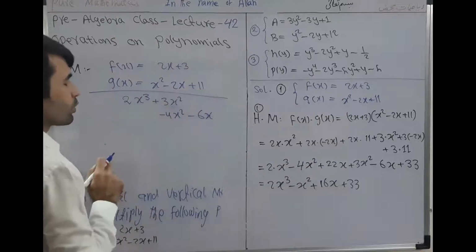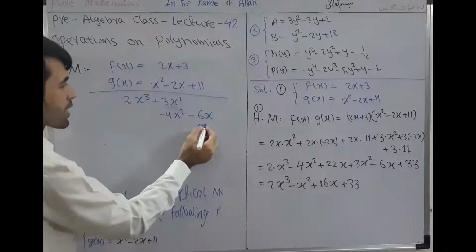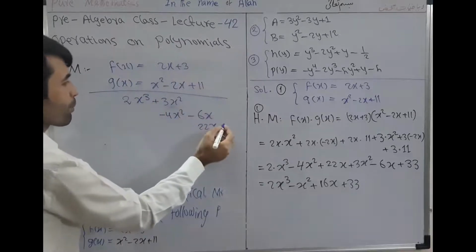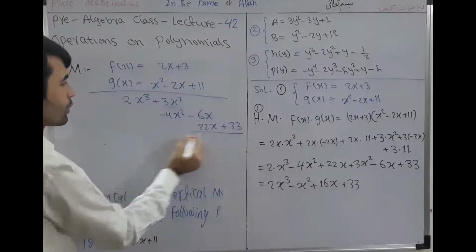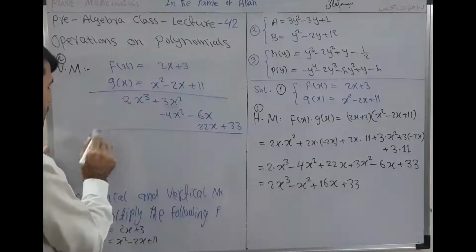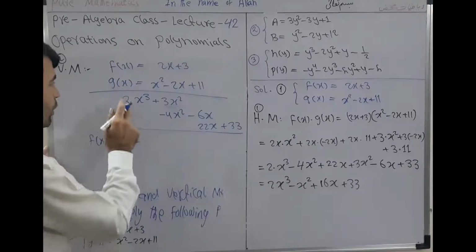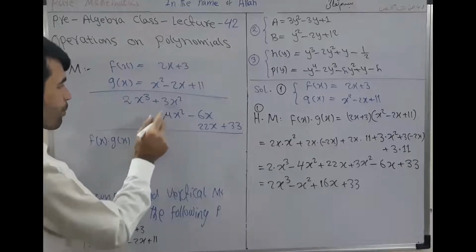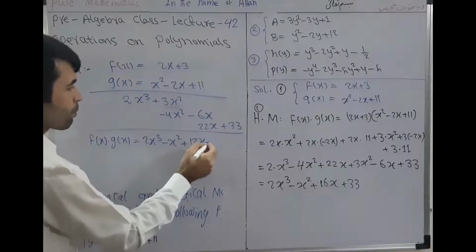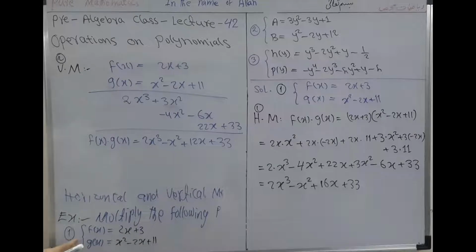Now we want to multiply 11. 11 multiplied by 2x, it is equal to 22x. 11 multiplied by 3, plus 33. Now we want to add these polynomials. Then f of x multiplied by g of x is equal to 2x cubed minus x squared plus 16x plus 33. It was the solution of question 1.